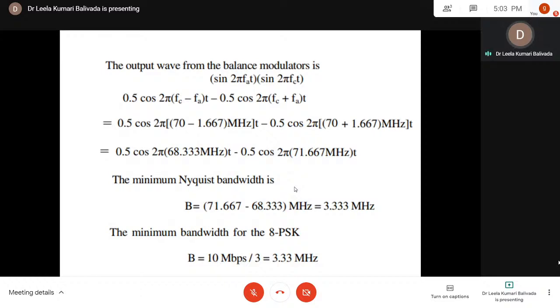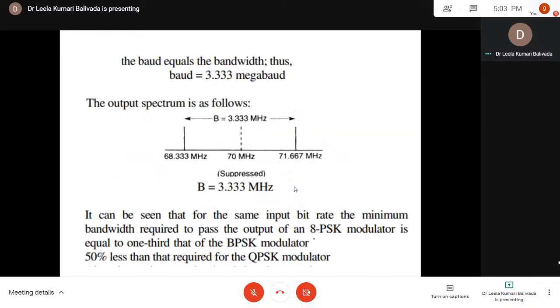And the minimum bandwidth for the 8PSK is FB by n, the bit rate by n, where n is 3 in the case of 8PSK. Since there are 8 levels, each condition is represented by means of 3 bits. Therefore, the transmission bit rate is 10 Mbps divided by 3, which is equal to 3.333 MHz. The baud rate is equal to the bandwidth. Therefore, the baud rate is equal to 3.333 megabaud.